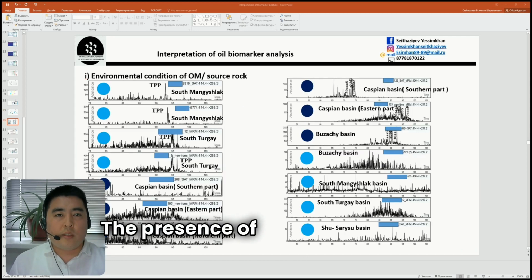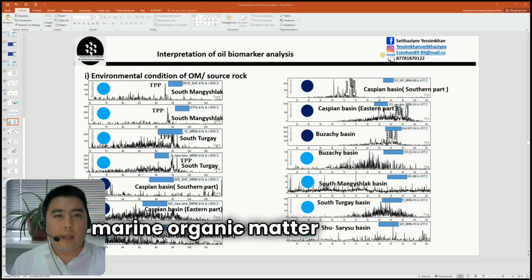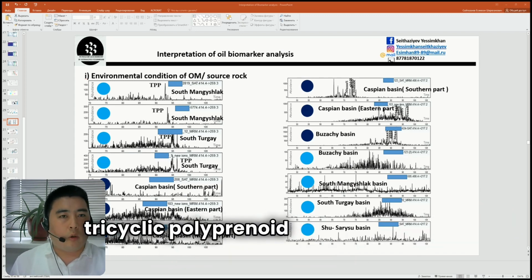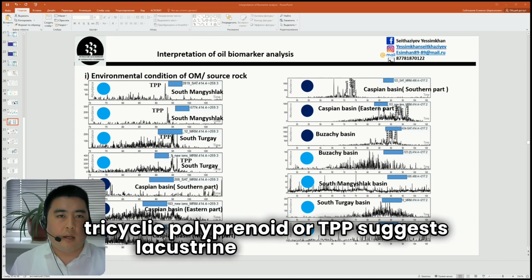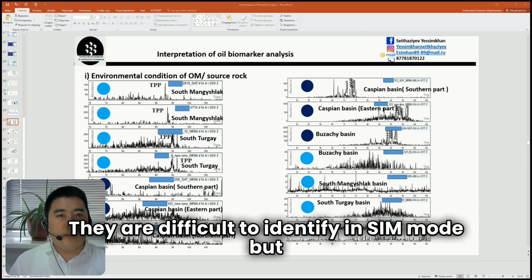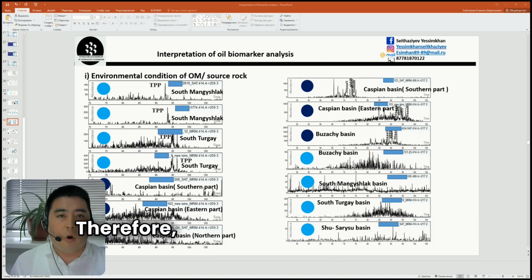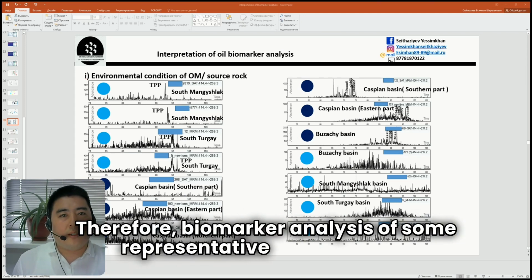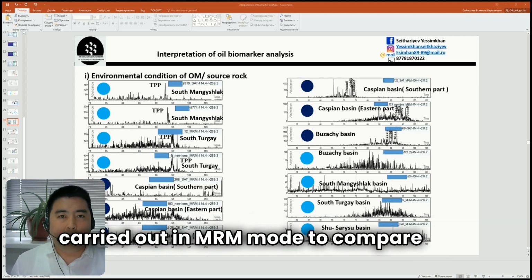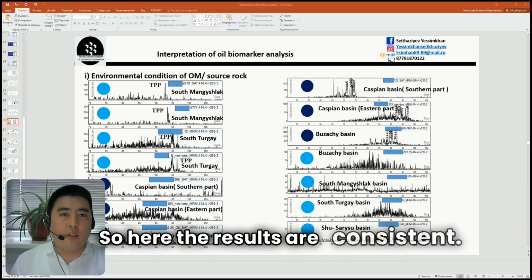The presence of sterane in oil indicates a marine organic matter, while a high concentration of tricyclic polyprenoids, or TPP, suggests lacustrine organic matter. They are difficult to identify in SIM mode, but are easily determined in MRM mode by these ions. Therefore, biomarker analysis of some representative oils should be carried out in MRM mode to compare the conclusion with that in SIM mode. So here, the results are consistent.